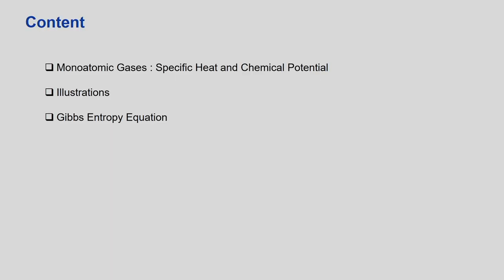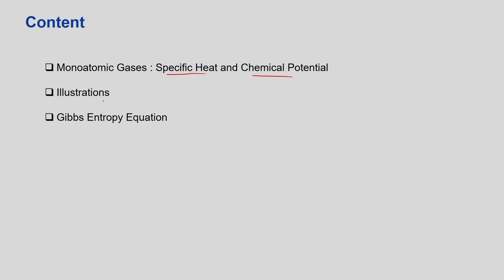So in the last lecture, we have seen the thermodynamic properties of monoatomic gas. So we continue from there. We derive other important properties as well, and we also talk about the Gibbs entropy equation. In this particular lecture, what we talk about are the monoatomic gases' specific heat and chemical potential, because other than these properties, other properties were derived in the last lecture.